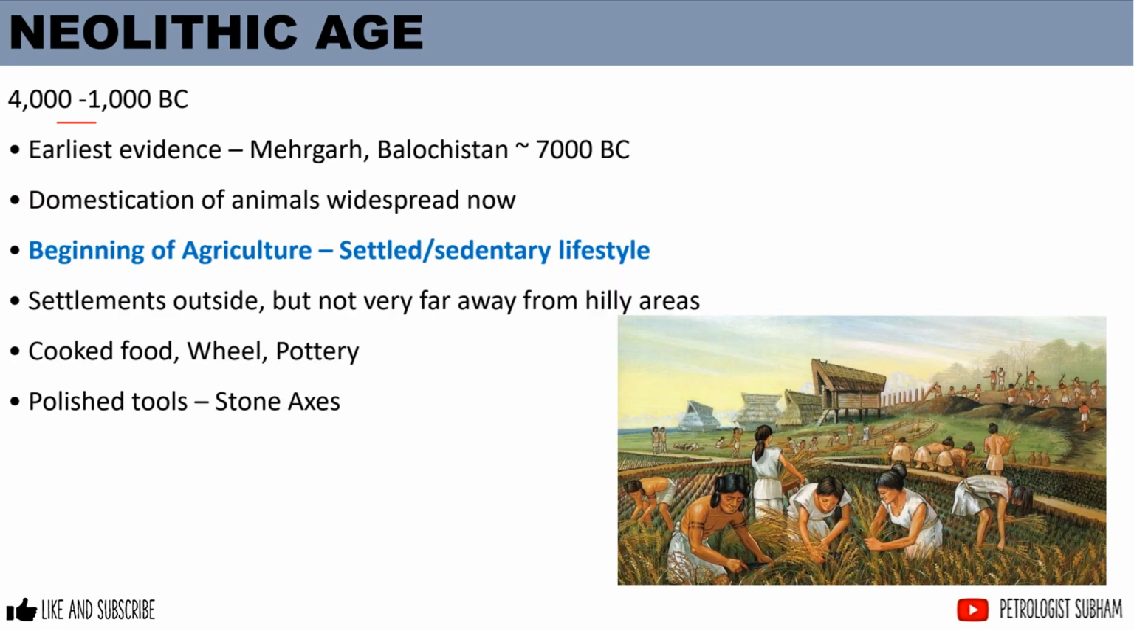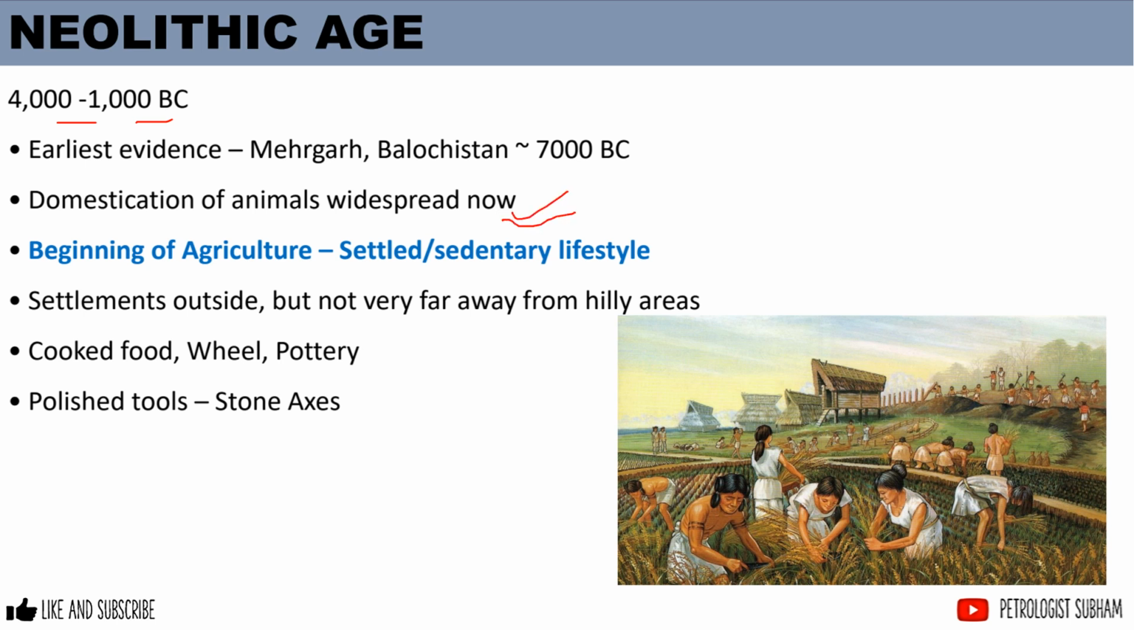Neolithic age is 4000 to 1000 BC. Earliest evidence is at Mehrgarh, Baluchistan, 7000 BC. Like Neolithic age का वहाँ पे आपको evidences मिल जाएँगे. Domestication of animals was widespread now. Domestication बहुत ज़्यादा ही बढ़ चढ़ के हो रहा था. It was in a widespread manner.